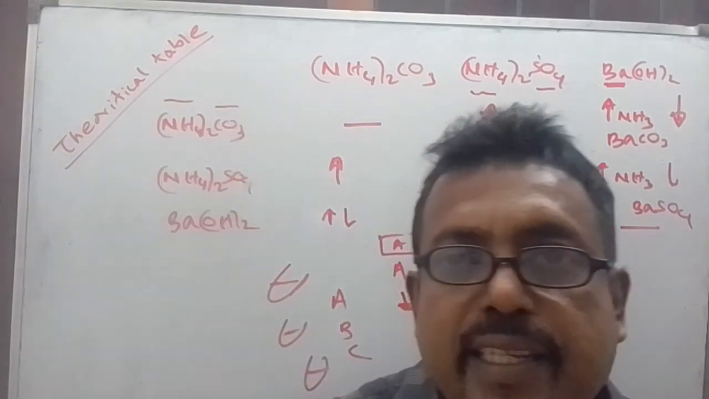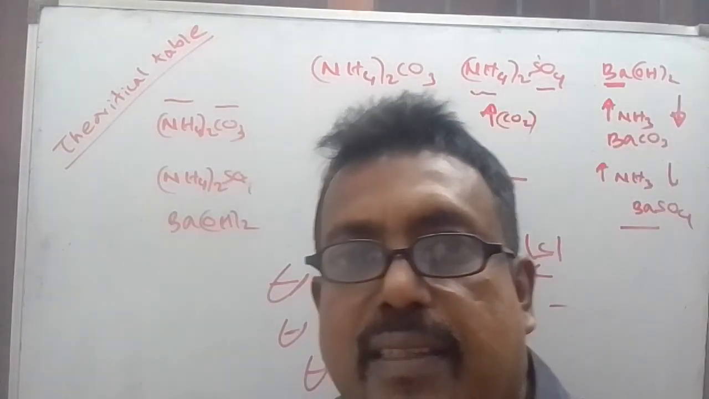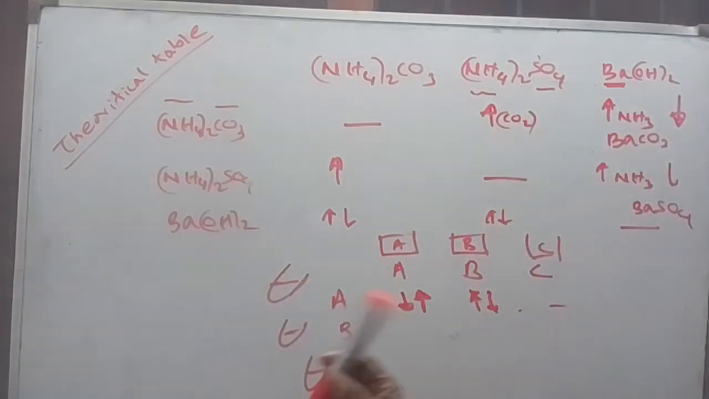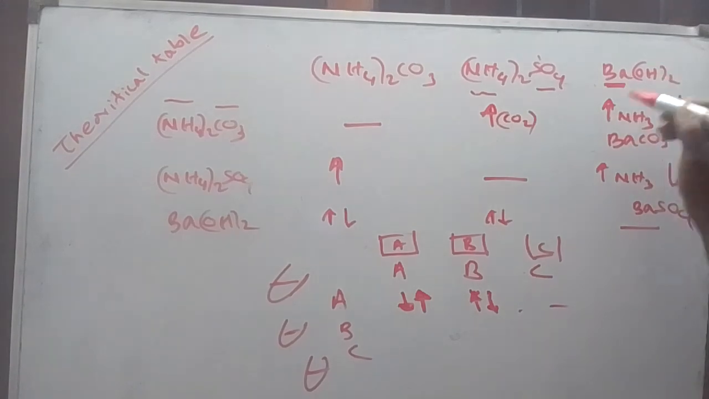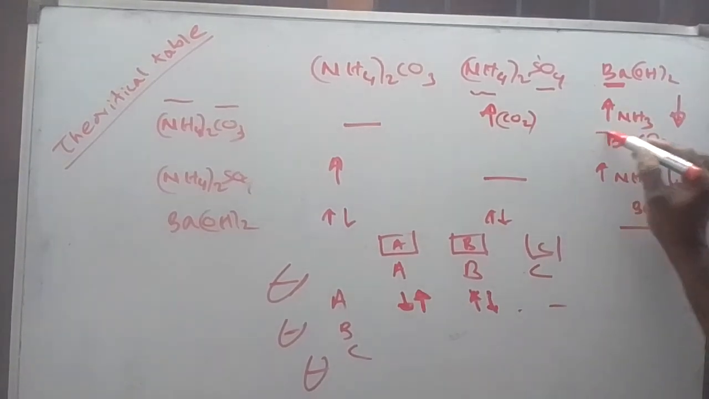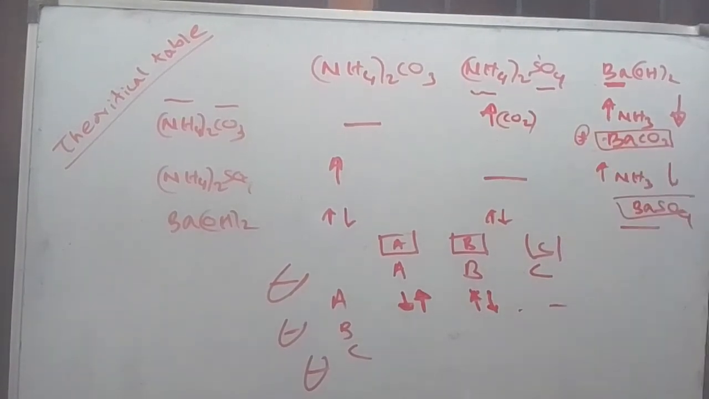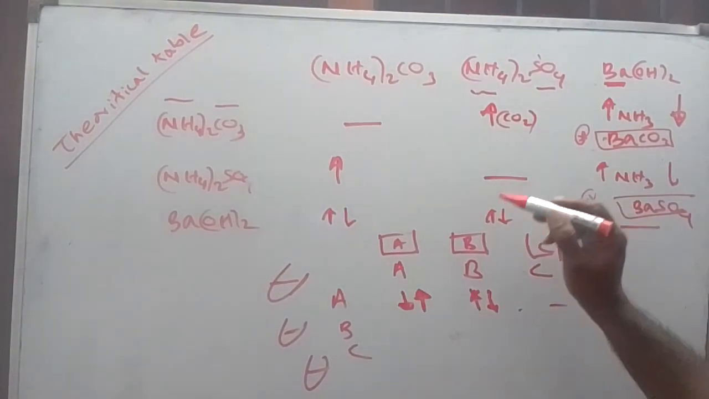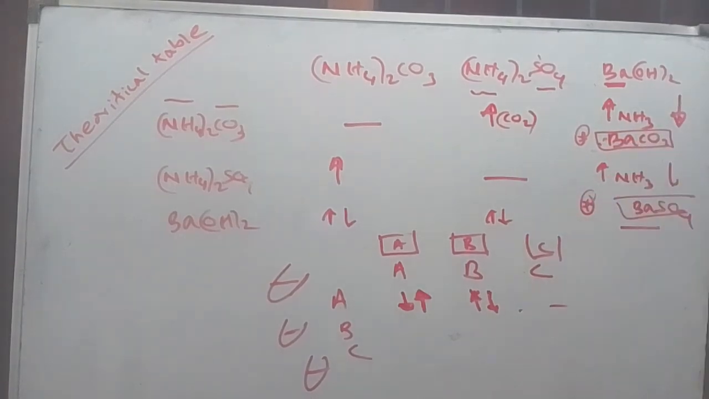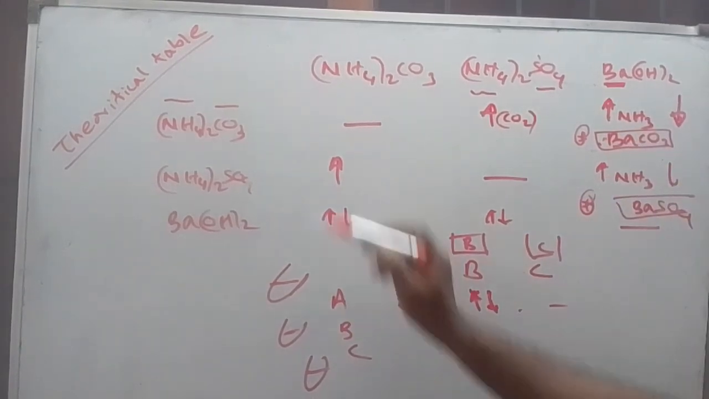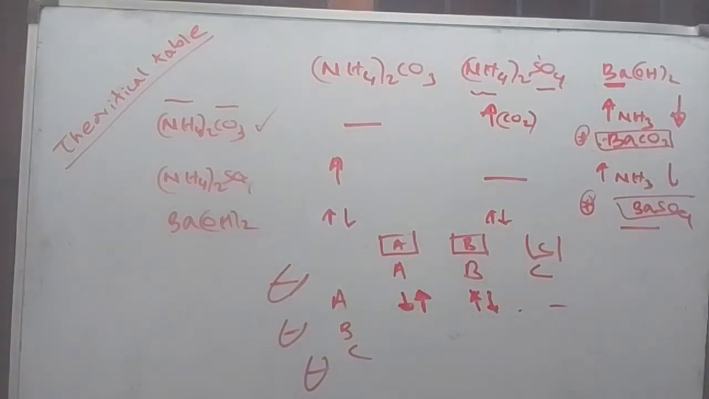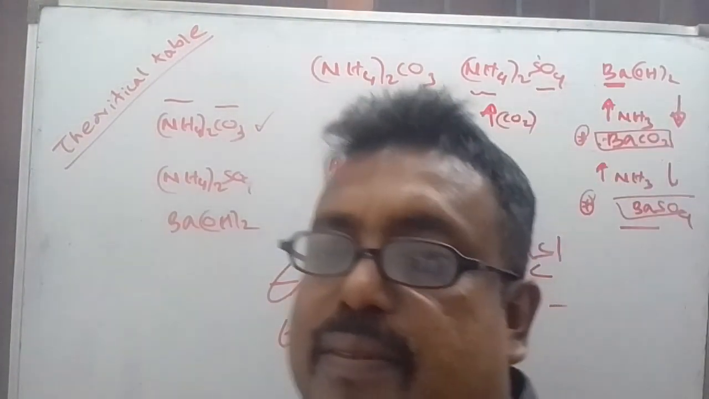Now, it is time to use nitric acid. Then you can put nitric acid into the two precipitates. This and this. Two precipitates. One of the precipitates is barium carbonate and the other precipitate is barium sulfate. So upon the addition of nitric acid to this precipitate, it dissolves. Right? So it corresponds to the ammonium carbonate. The other one is ammonium sulfate.